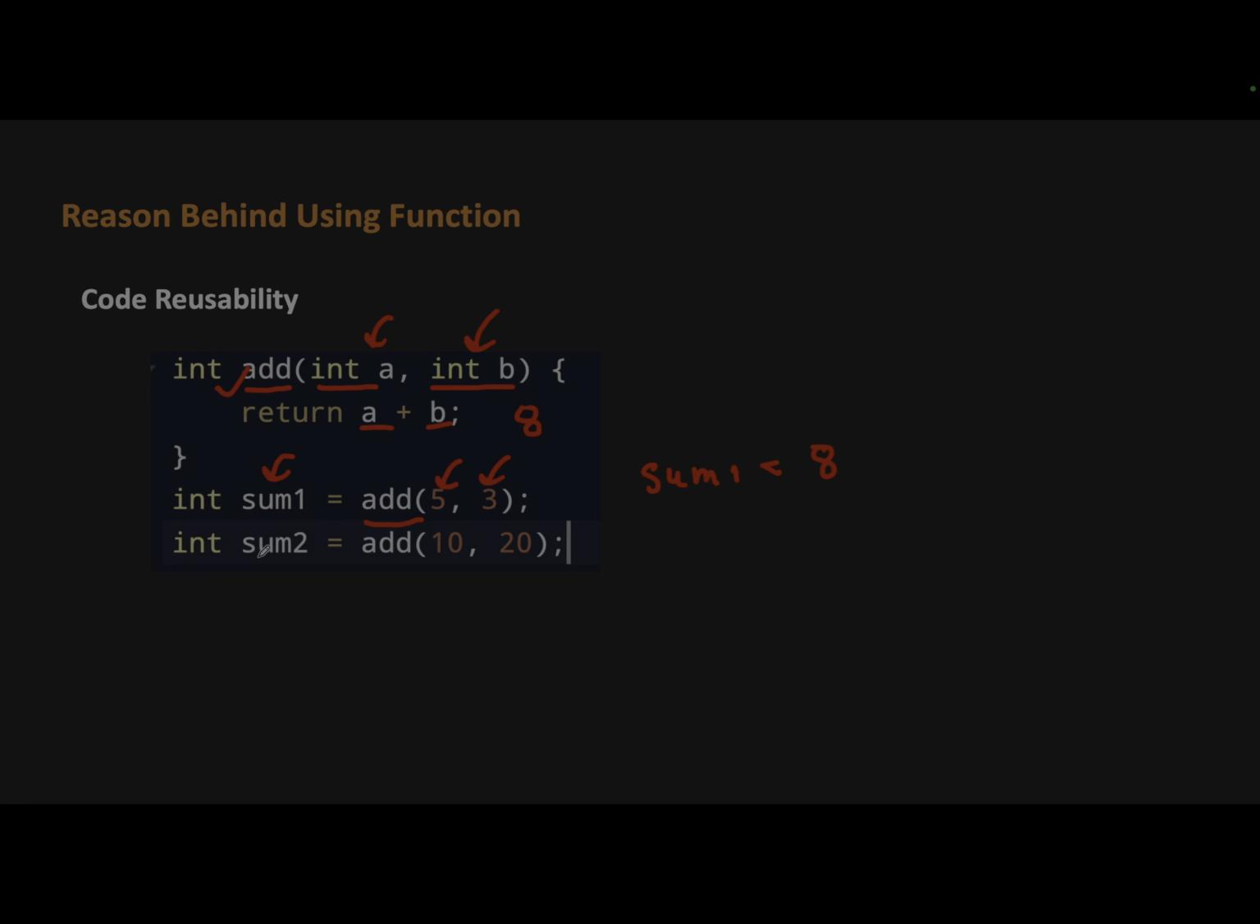And again, we can initialize another variable, sum2, and pass different parameters, 10 and 20. It will again search for the same function, add, and the parameters will be passed to the inputs a and b, 10 and 20. Then it will return 10 plus 20, that is 30. Now sum2 will get 30. With the same block of code we are getting a different value, so we don't have to write this code repeatedly. We can just pass the value and get the answer as we want. This is how code reusability is done by using functions.